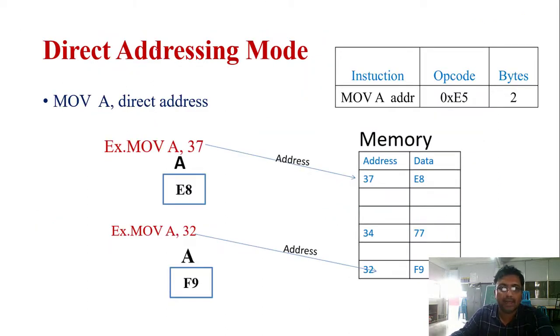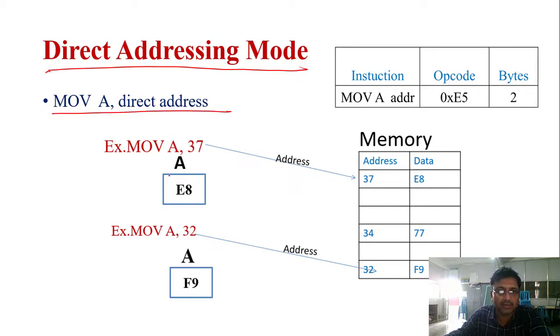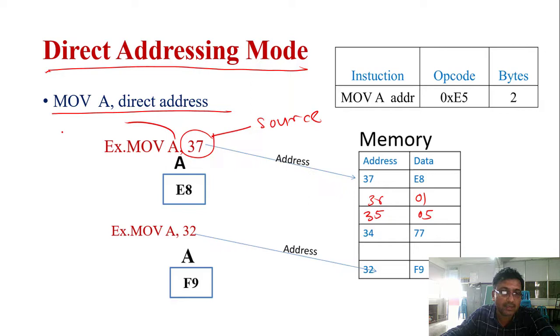Next is direct addressing mode. In this direct addressing mode, a direct memory address is specified. For example, here MOV A, direct address. This 37 is the address. I am drawing a memory table here. I have 34, 35, 36, 37. These are the addresses, and these have data, suppose 01, 05, 77. So what will this instruction do? This instruction will copy the contents of that memory location to the destination. The memory location is my source, and the accumulator register is my destination.